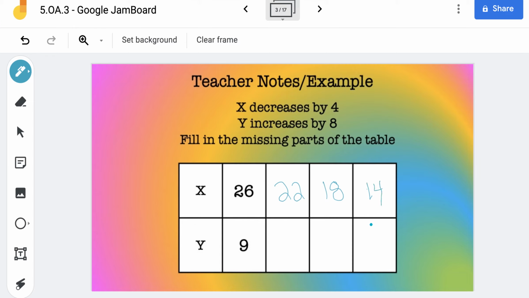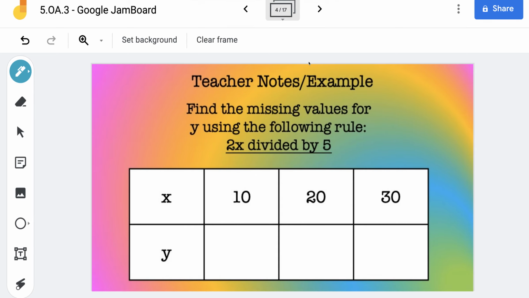And the y values are going to increase by 8. So 9 plus 8 gives us 17. And then 17 plus 8 gives us 25. And if I add 8 to 25, I get 33. All right, so there we did our first two tables. Let's go on to the next problem.